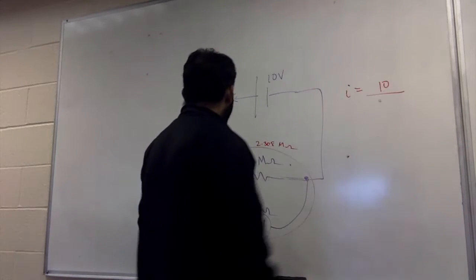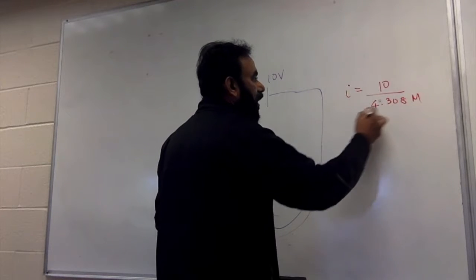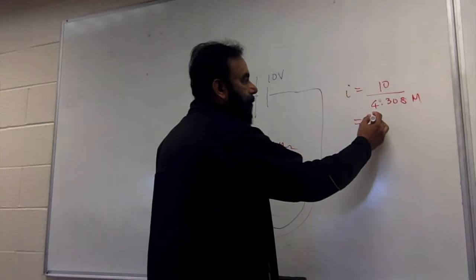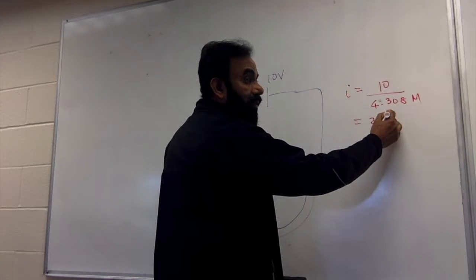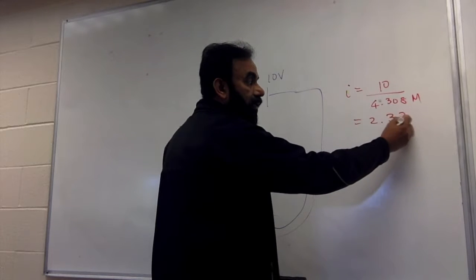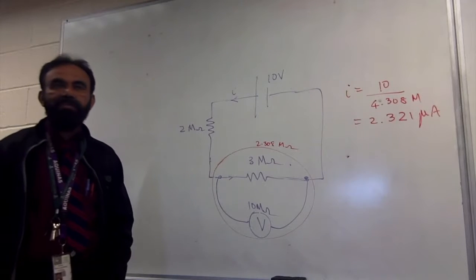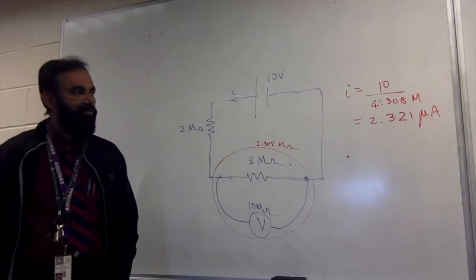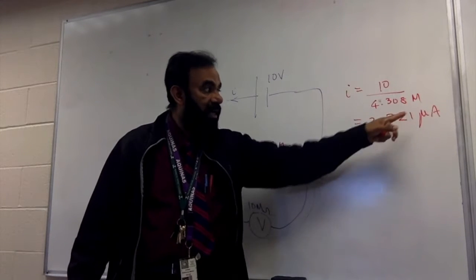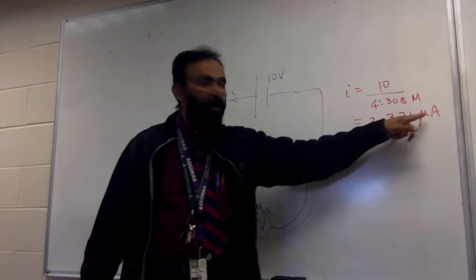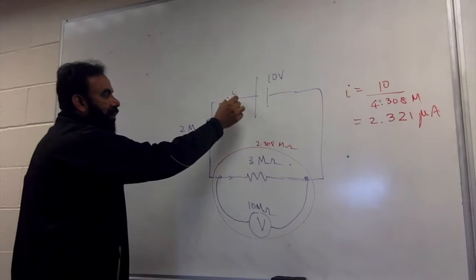It is 10 divided by 4.308 mega. So what is it going to be? I'll leave it as it is. Don't round off any numbers at intermediate stages in a problem. Keep it as it is. 10 divided by 4.308 mega is 2.321 microamperes. Now that is the current that's coming here, 2.321 microamperes.